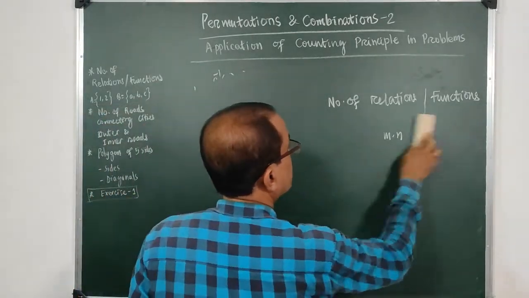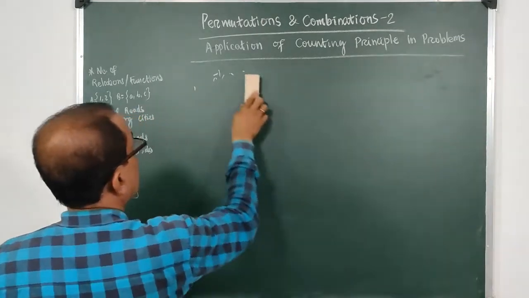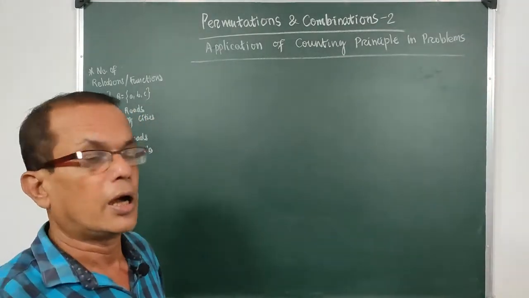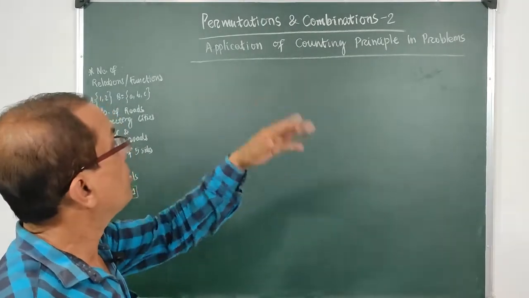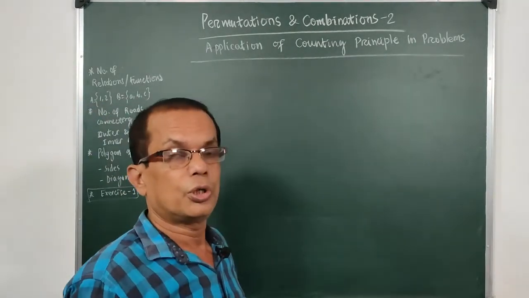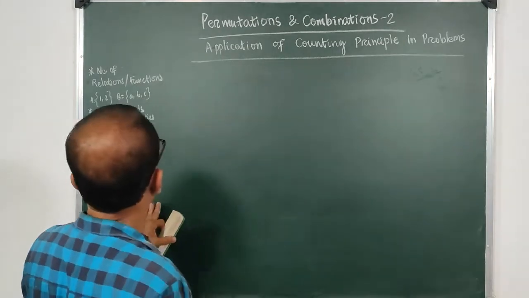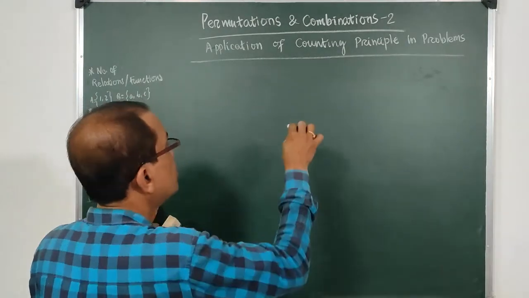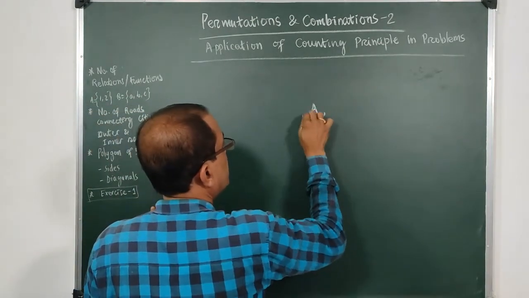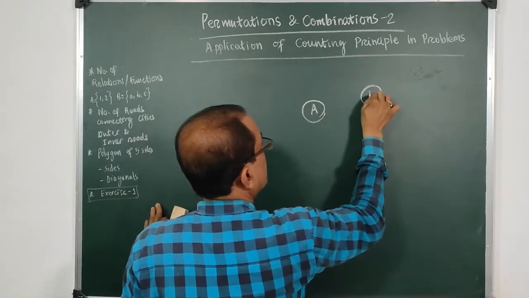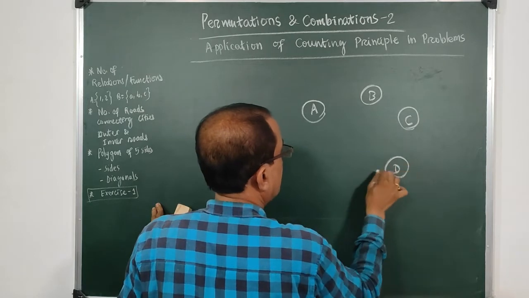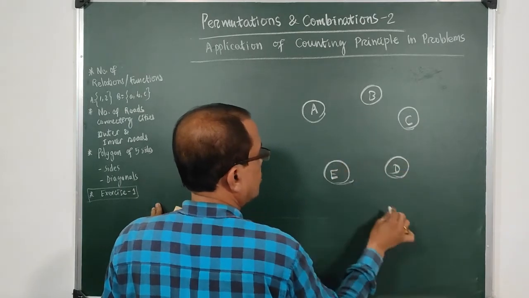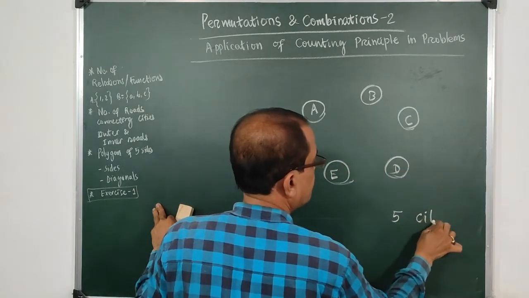So let us go for the second kind of problem. This was just a revision of the previous class, and in this class we are going to talk about how the counting principle can be used to solve problems like the road problem. There were 5 different cities, say A, B, C, D and E.